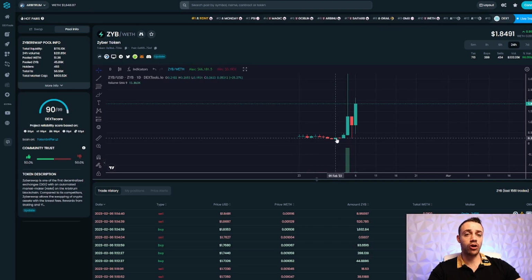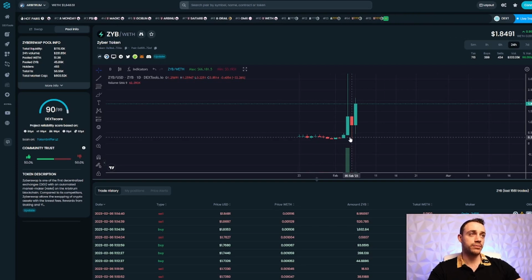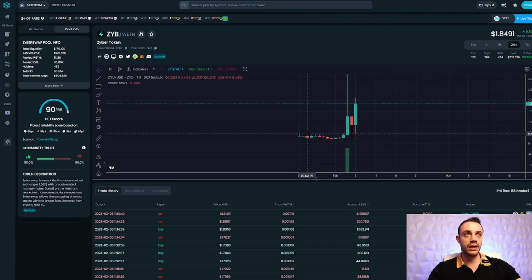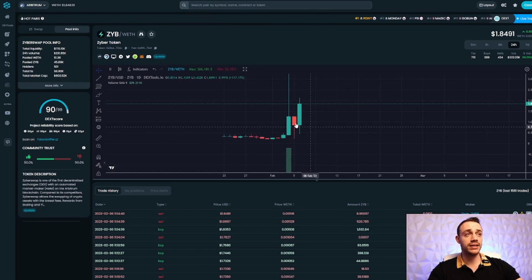And I think as soon as Arbitrum, if they do a token airdrop, an ARB token, that is going to bring so much traffic to all of these Arbitrum applications. And ZyberSwap is positioned to capture an immense wave of that new traffic because this is a community-centric DEX here.